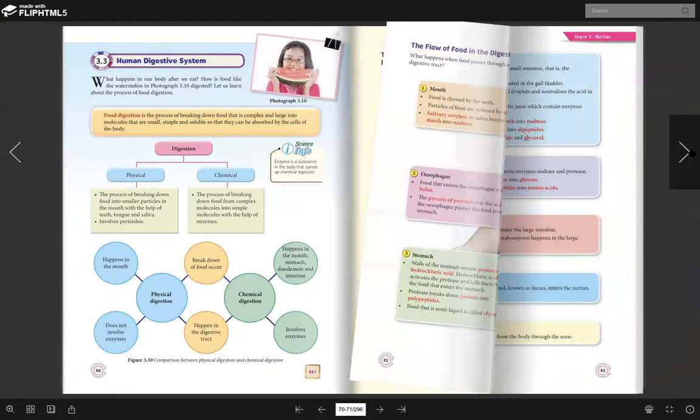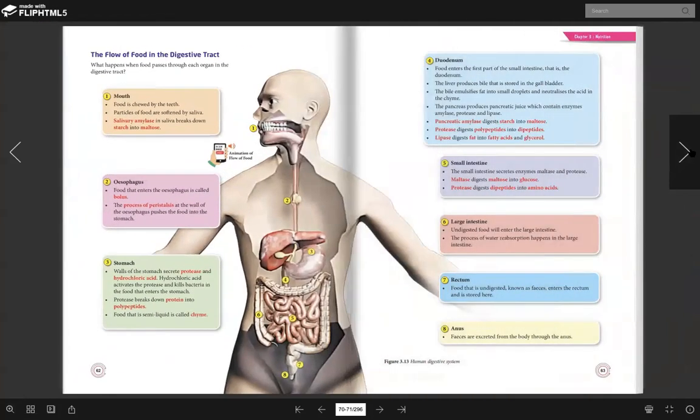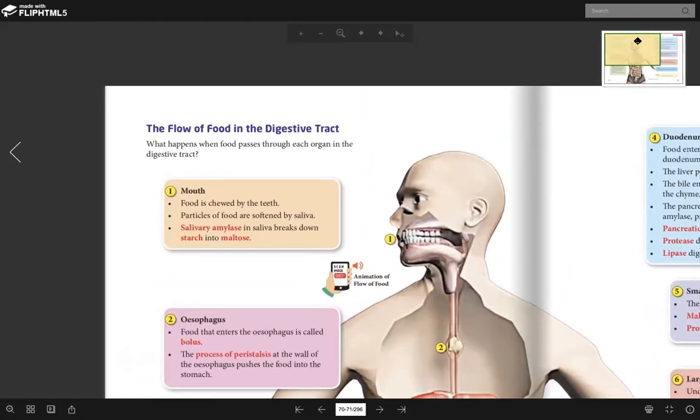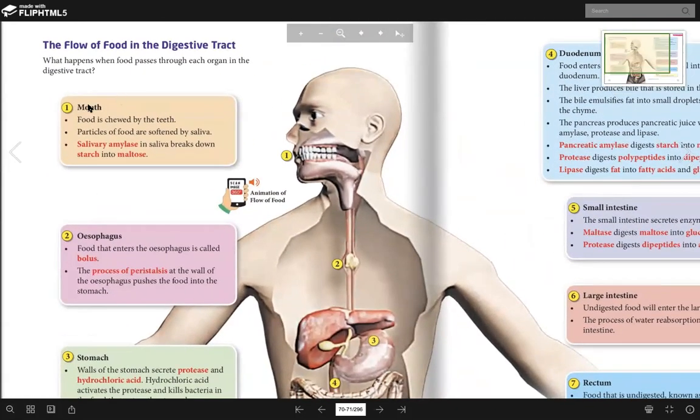Okay, let's continue. Okay guys, so we are going to study in detail what happens in each part of the digestive system. So basically I will say that it will start with the mouth. Okay, so let's go one by one. Okay, here. Okay, the first one is mouth. Okay, so what happens in the mouth?